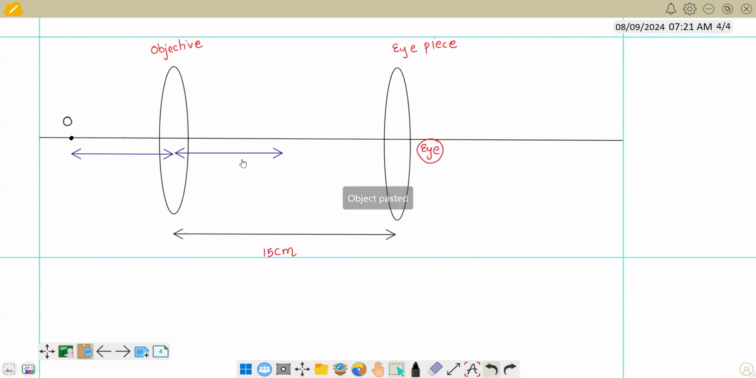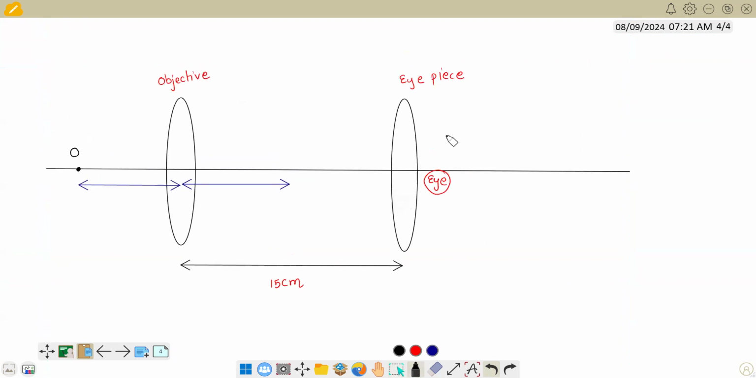If I try to represent in a diagram, we got that u2 would be minus 5 centimeters from the eyepiece. Minus 5 simply means, remember, whichever lens we are dealing with, we will take the center of that lens as origin. Once we take it as origin, left side would be negative and right side would be positive. Based on that, if this is 0, minus 5 simply means this one. So we indirectly got the value as this one as 5 centimeters after solving it.